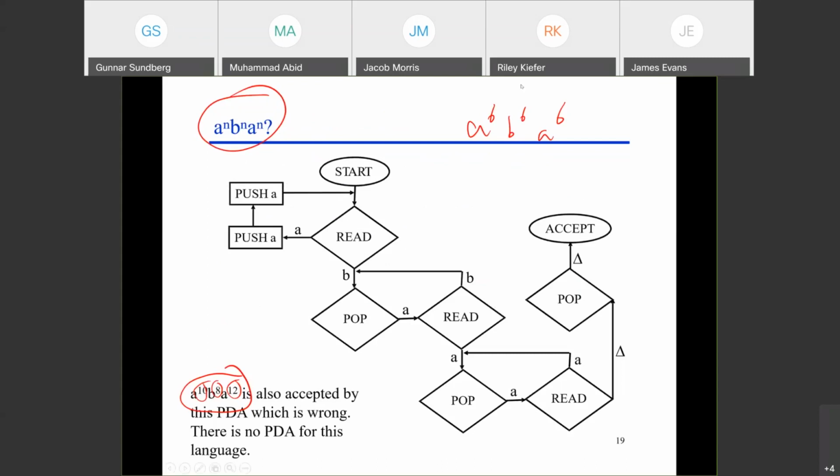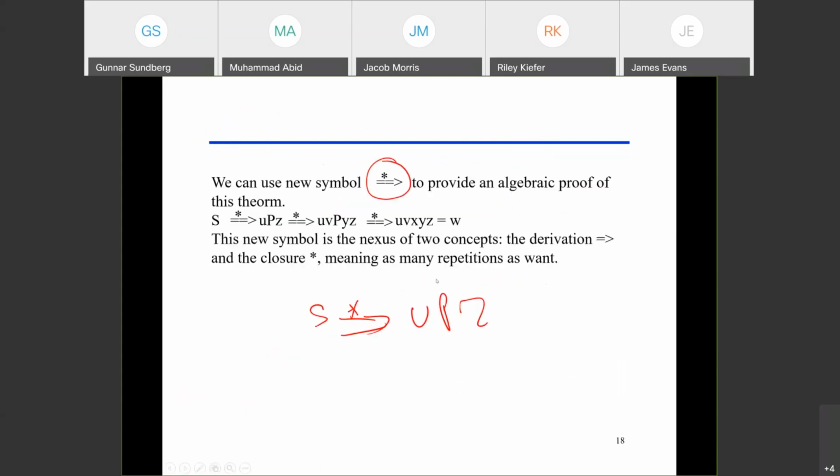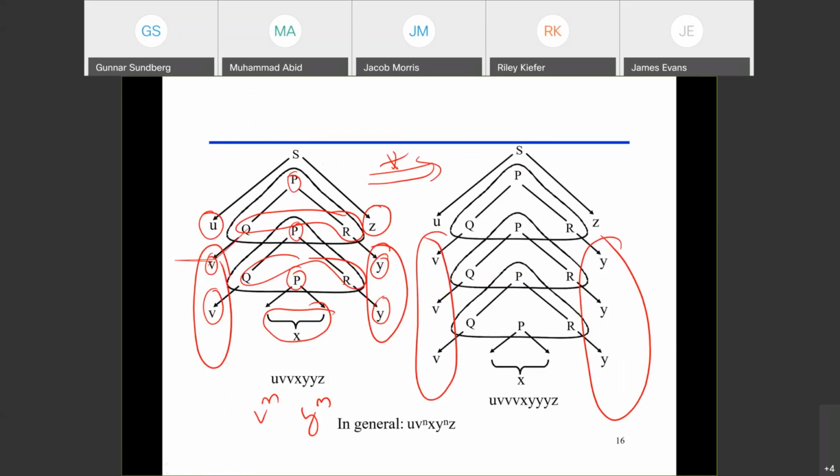Any questions, guys, about the pumping lemma for the non-regular languages? So Nikhil, are we good? Yeah, we're good. Okay. So yeah, that's good.